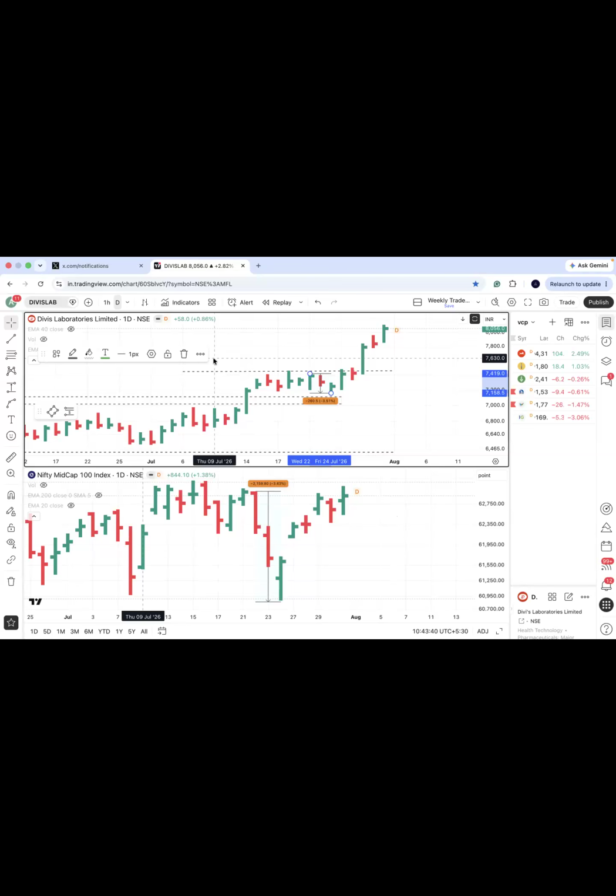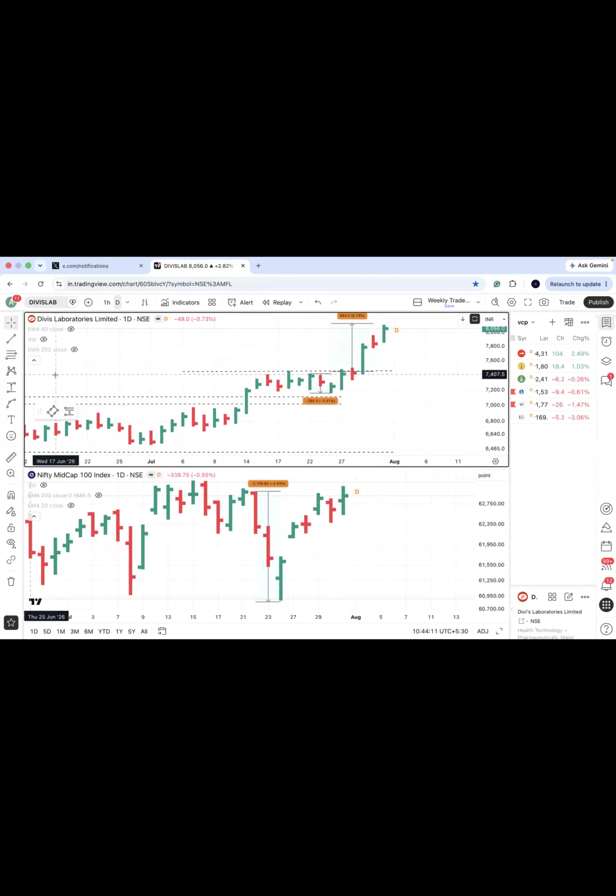So the important part is that when the markets fall, we check the relative strength, like which stocks are holding up and are outperforming. And when the market starts moving to the upside, these will be the first stocks that keep moving to the upside. So as you can see, the index recovered from the lows of 60,000, but Divi's Lab has already given a return of around 10% in a very short period of time. So this is how understanding relative strength is important.